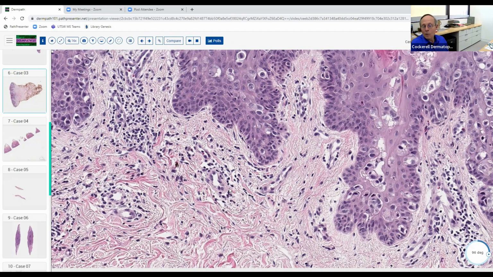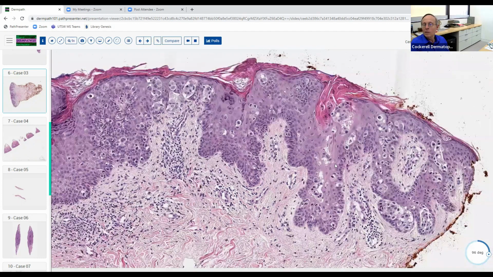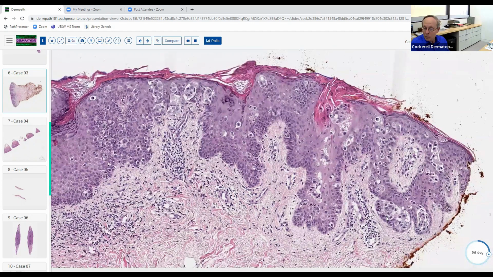So this is hyaluronic acid, and this is sialomucin. So there's an epithelial mucin, and then there's a non-epithelial mucin. So this would be one that's produced by an epithelial cell.